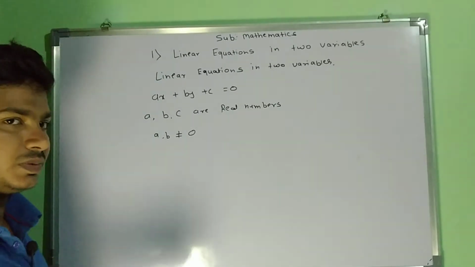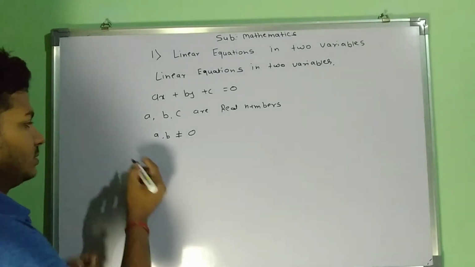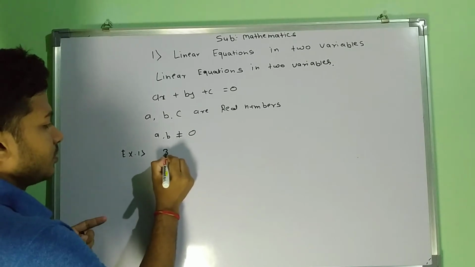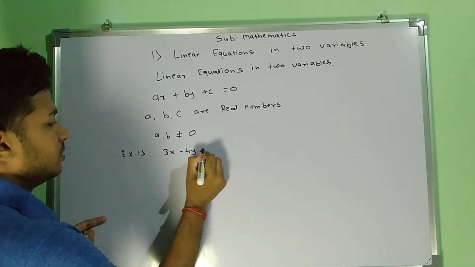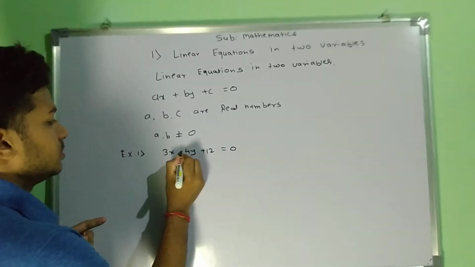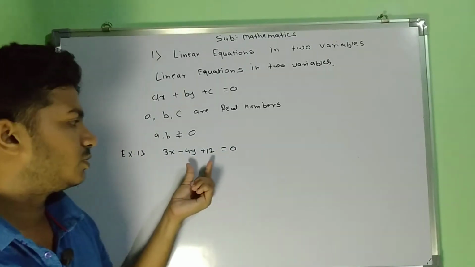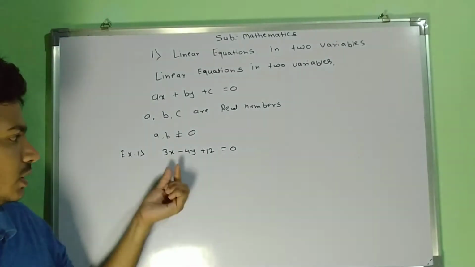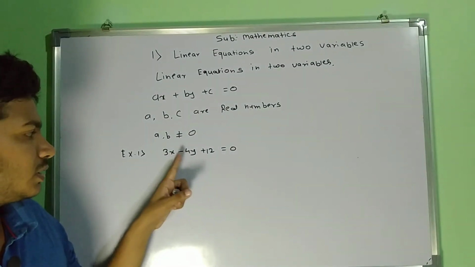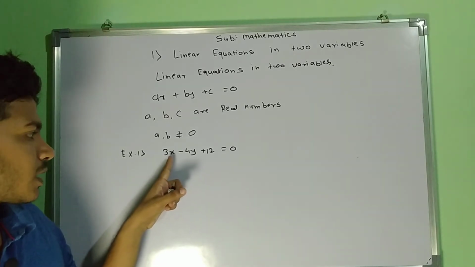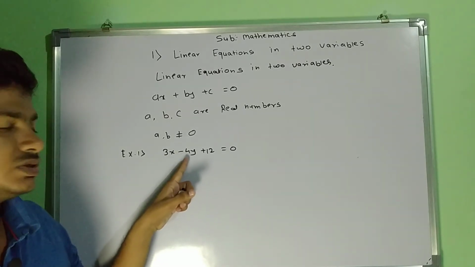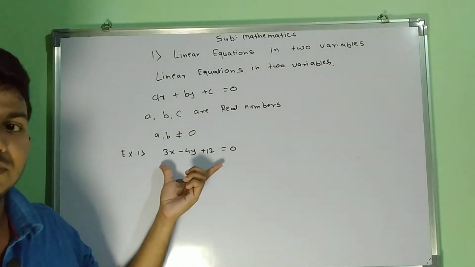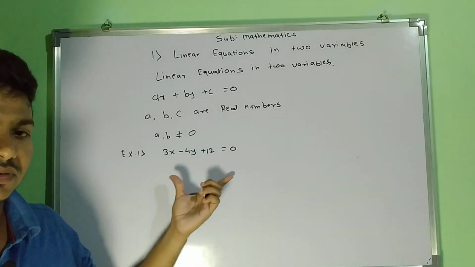Now we will see an example of linear equation in two variables. So first example, 3x minus 4y plus 12 is equal to 0. Look here, 3x minus 4y plus 12 is equal to 0. This is one of the examples of linear equation in two variables. Look here, this is the x variable, this is the y variable, and the coefficients of those variables are non-zero. That means they are any real numbers. So this is one of the examples of linear equation in two variables.